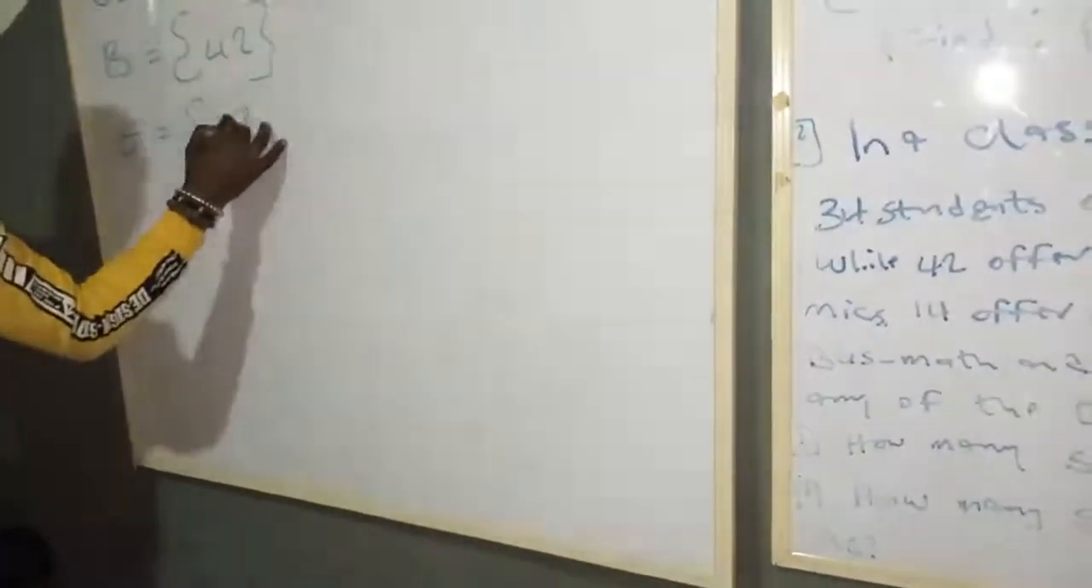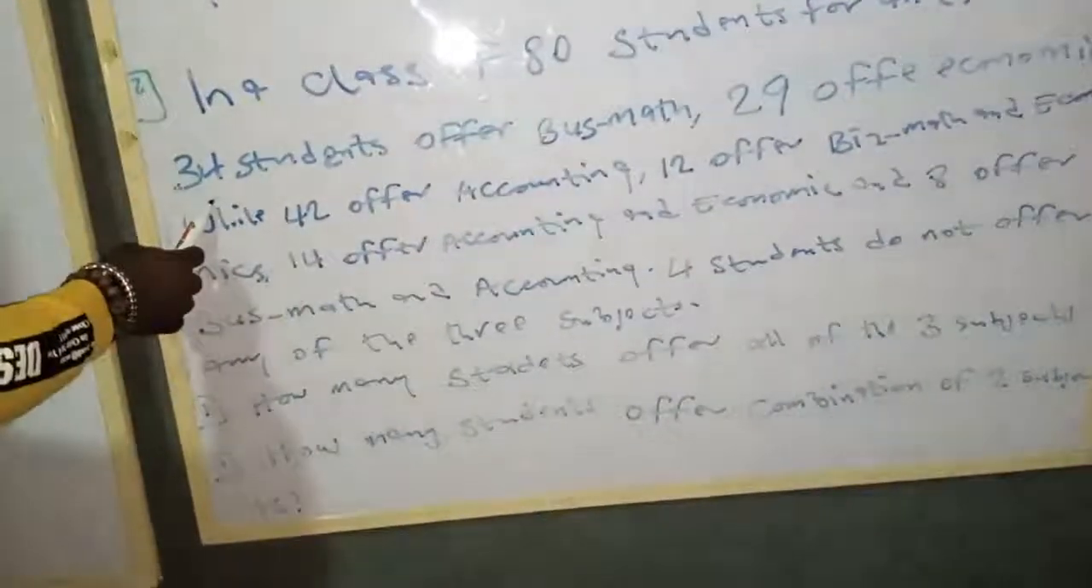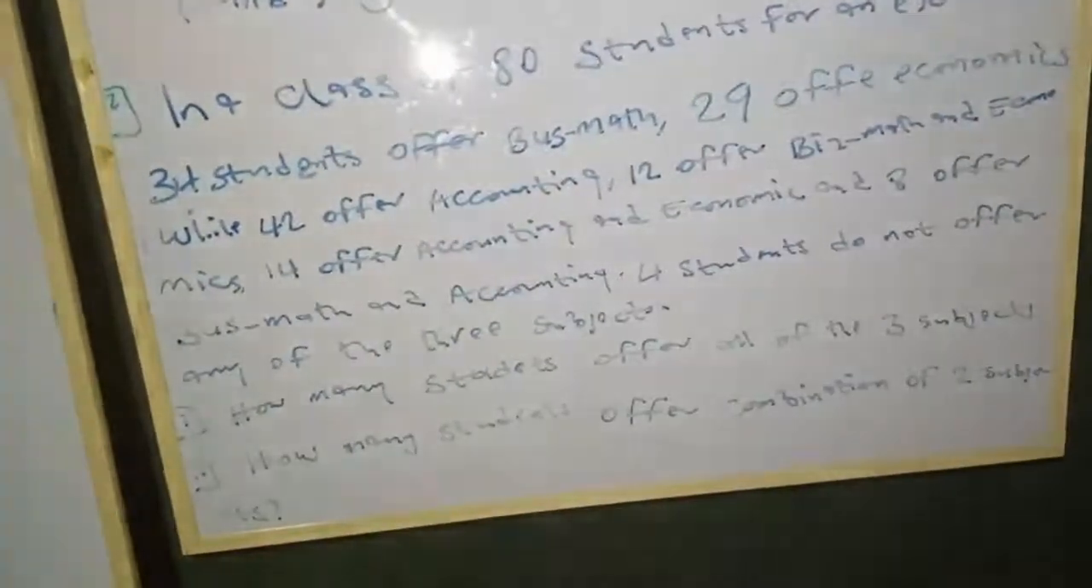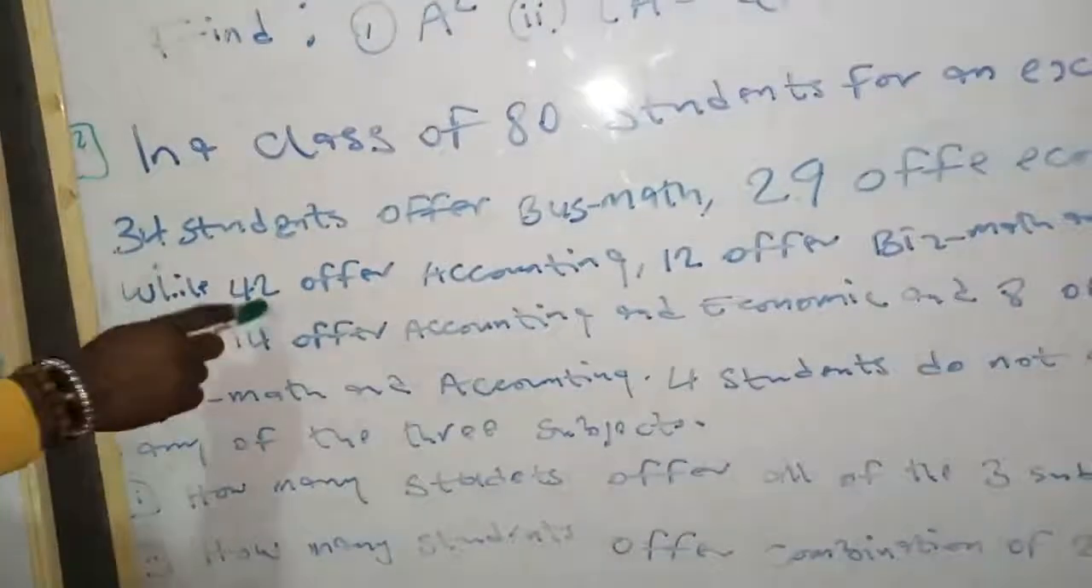Then 29 offer economics. So economics is 29. And they say 42 offer accounting. Accounting will be represented by A. Accounting is what? 42. No? Business is 34, okay, while accounting is 42. Accounting is 42. That is, the accounting set is 42.